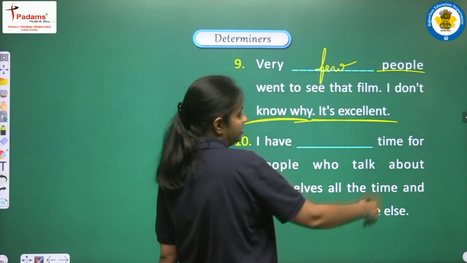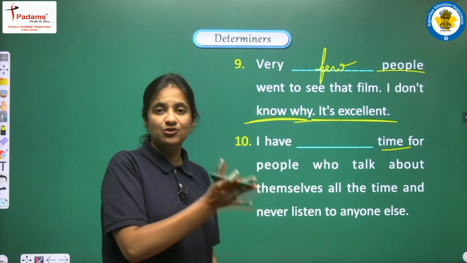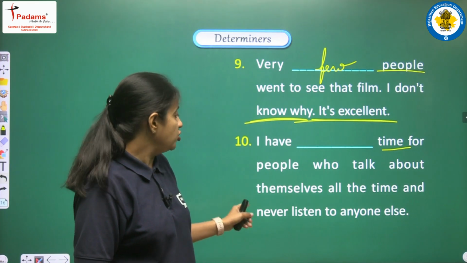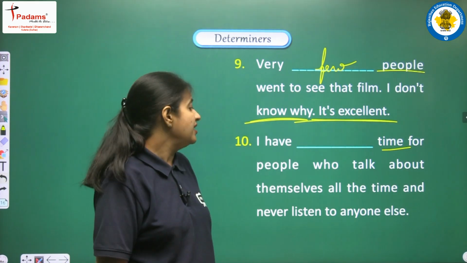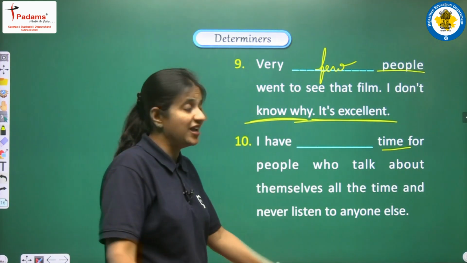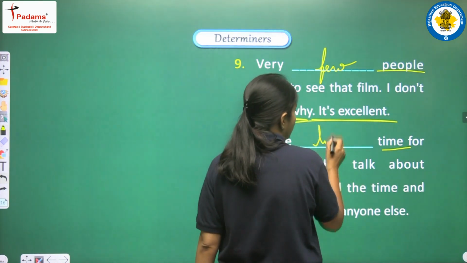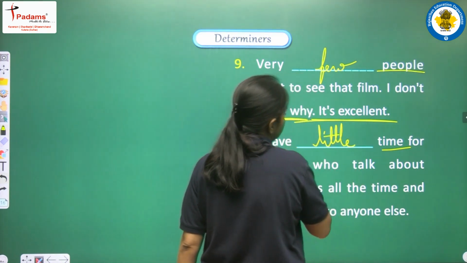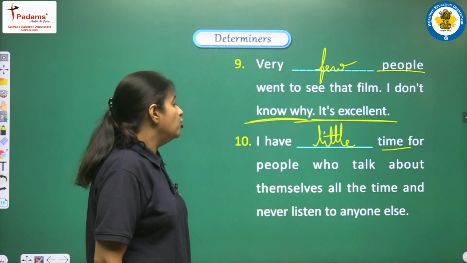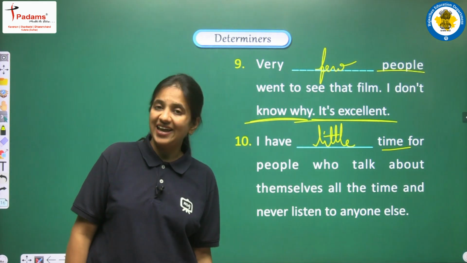Next, I have time for people who talk about themselves all the time and never listen to anyone else. So first of all, look at the noun, that is time. Time, it's an uncountable noun, so we have to go to the little family. Now we are saying that I have time for people who talk about themselves all the time and never listen to anyone else. So ऐसे लोगों के लिए I have no time. So yes, we are trying to show negative meaning. So for that, here we have to use little. So the complete sentence will be, I have little time for people who talk about themselves all the time and never listen to anyone else.